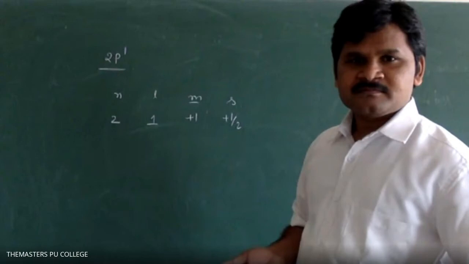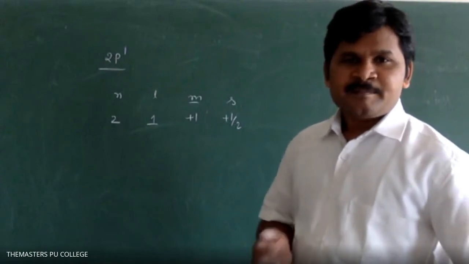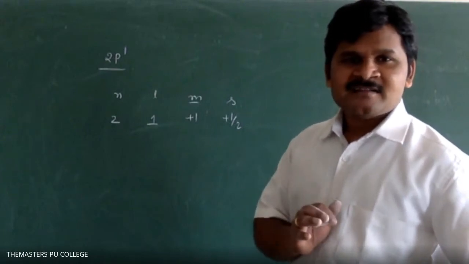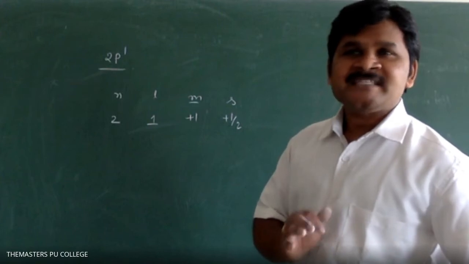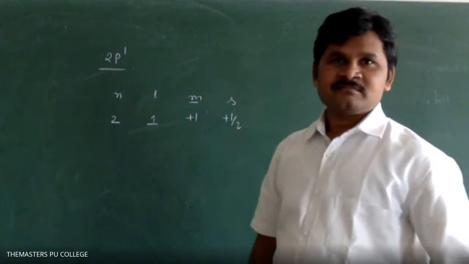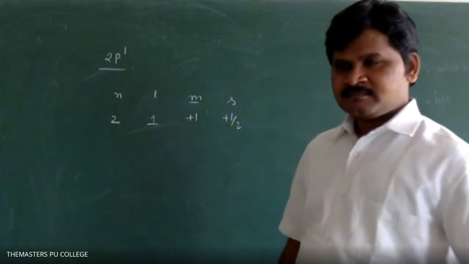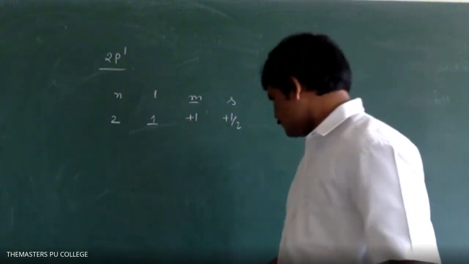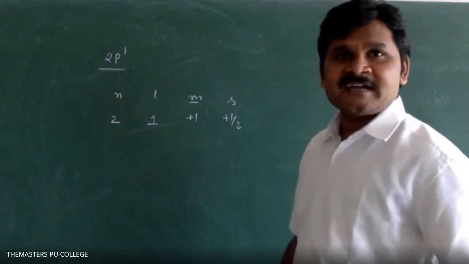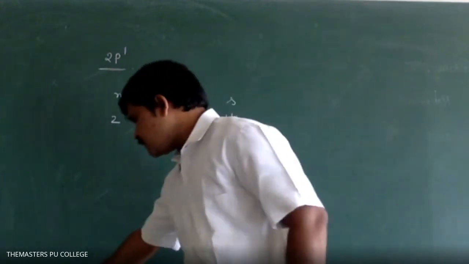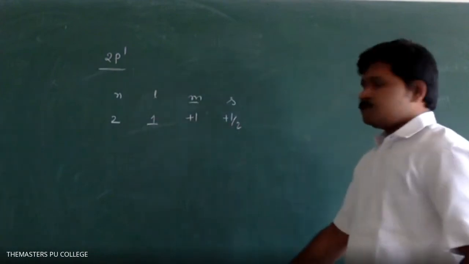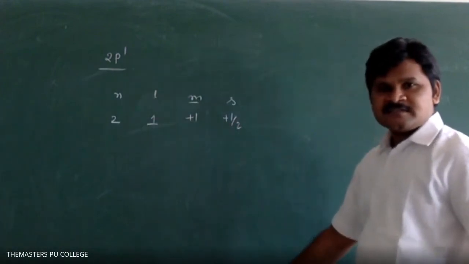Sir, can we take -1 for m? You can take it, no problem. Generally, we have three p orbitals, Px, Py, Pz. The Pz orbital we will take as 0. Okay, like this we can write. Any doubts? Easy only, no? Next.